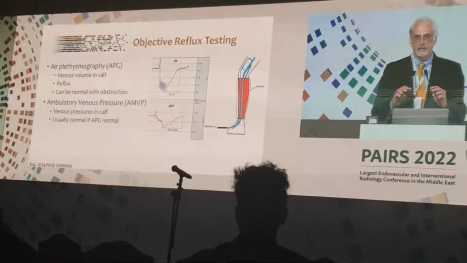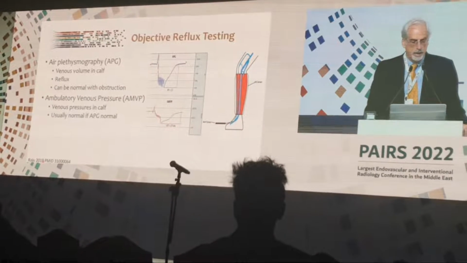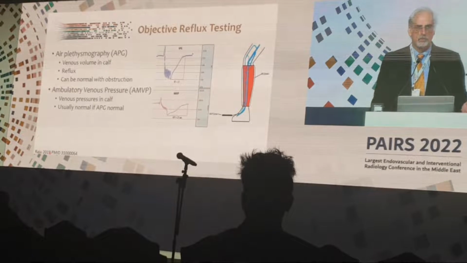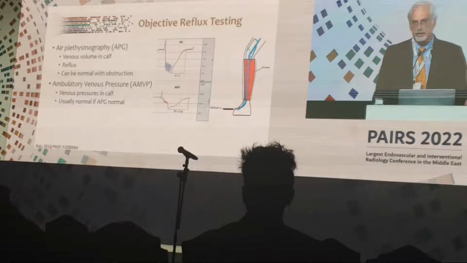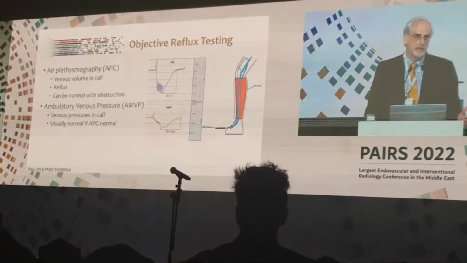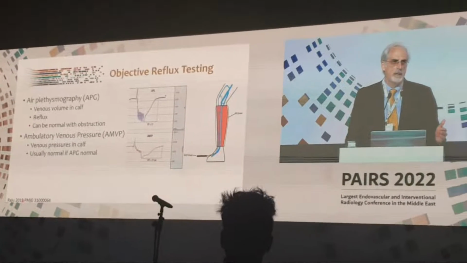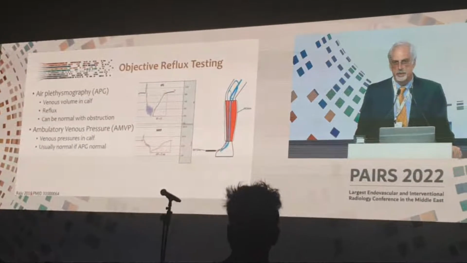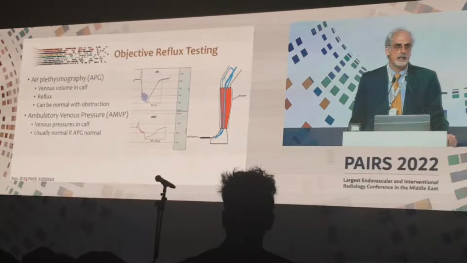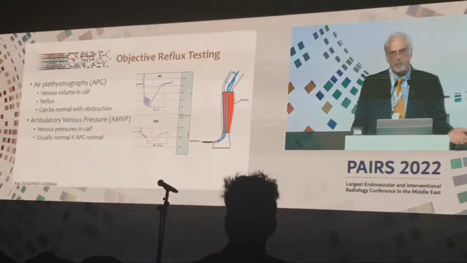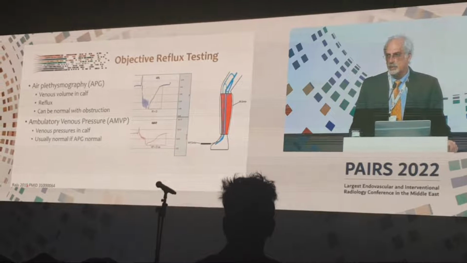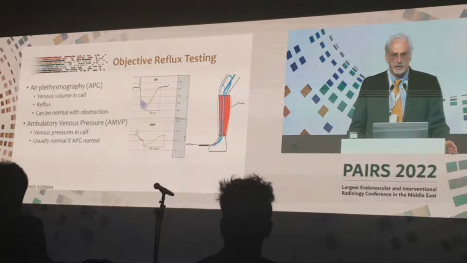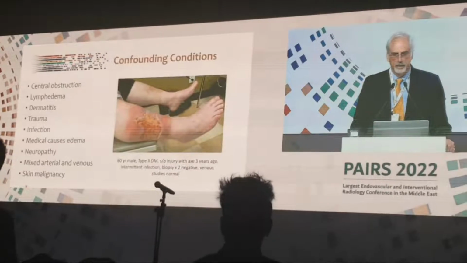So there are objective testing schemas out there. Air plethysmography is used for reflux. Again, this is not post-thrombotic syndrome testing, but it tells you whether there is reflux, the emptying capacity of the calf pump, how much residual volume there is after exercise, and also ambulatory venous pressures. Are there elevated venous pressures at the end of ambulation, indicating a poor ability to evacuate blood out of the calf? But again, these are not diagnoses for post-thrombotic syndrome. They just tell you whether or not there is reflux.